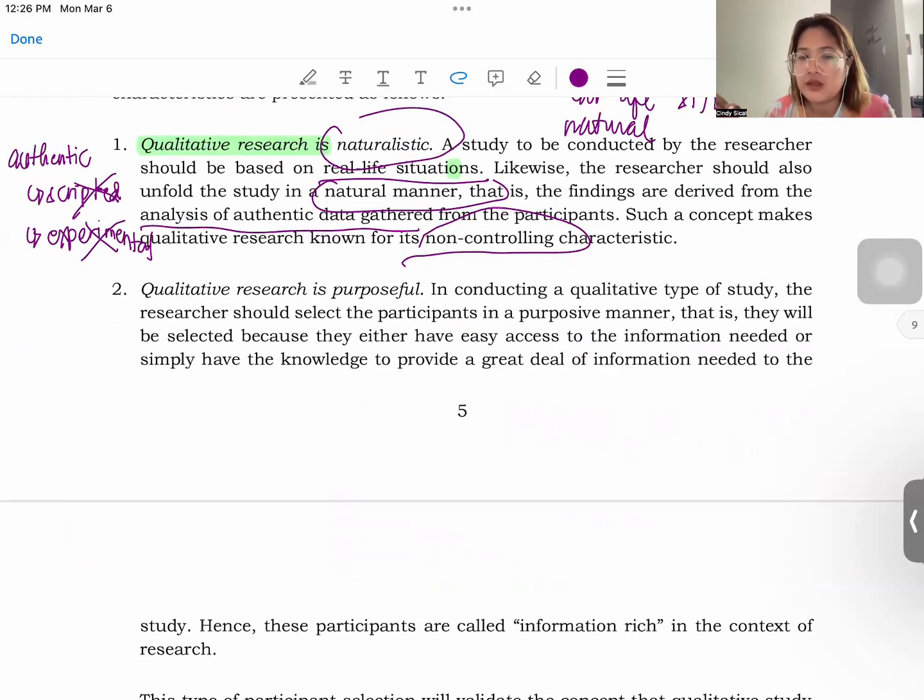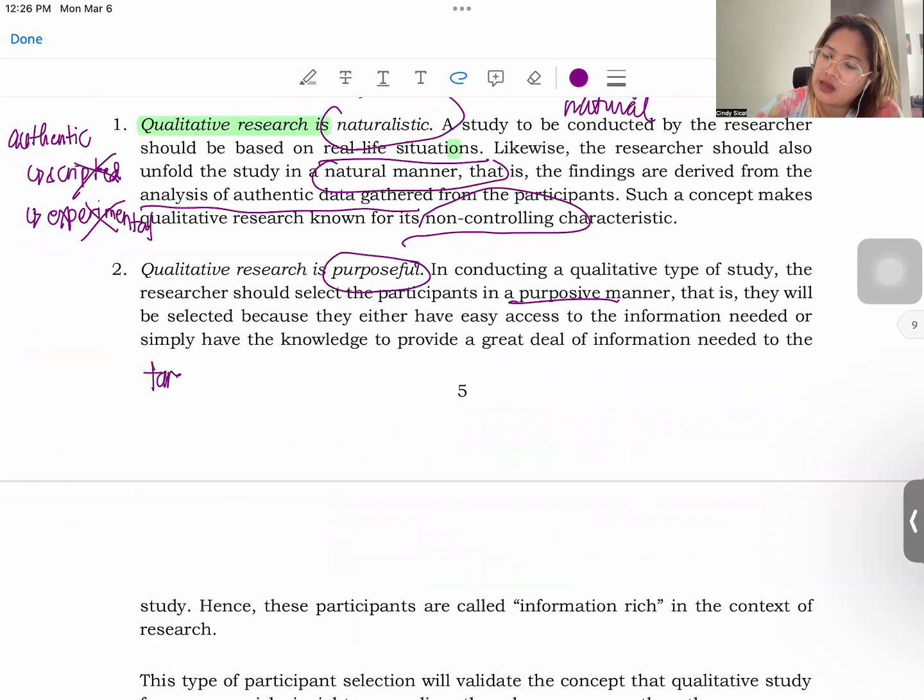Next, qualitative research is purposeful. The researcher should select the participants in a purposive manner, so targeted. Let's have an example. Let's say we are in a group, and I could generally ask in quantitative, who likes dogs? Who prefers cats? If we're 100 in the classroom, and that's a quantitative study, everyone can answer.